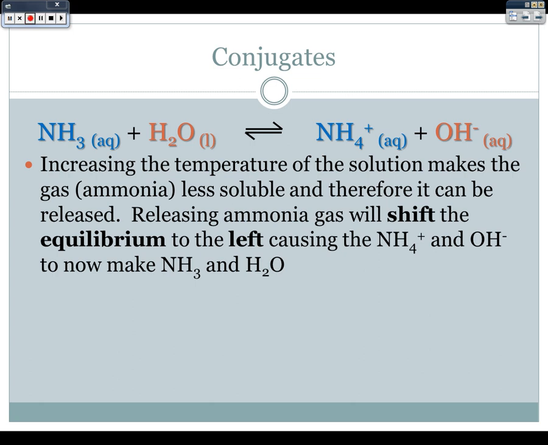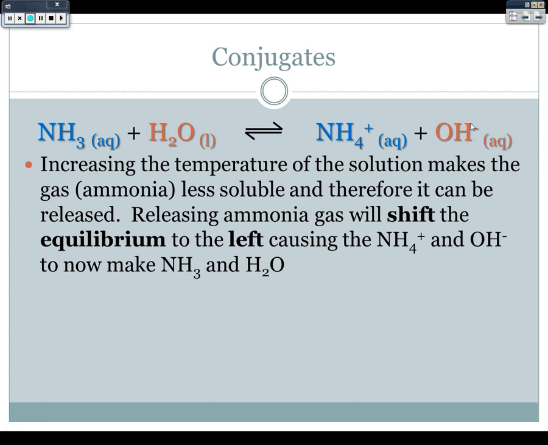So now when you have this ammonia and water in solution with ammonium and hydroxide, if you increase the temperature of the solution, it makes the ammonia gas less soluble, and therefore it will go out of solution. Releasing that ammonia gas is going to shift the equilibrium to the left to try and replace it. See, equilibrium's coming back, causing the NH4+ and OH minus to make more NH3 and H2O, which means that those concentrations are going to go down.